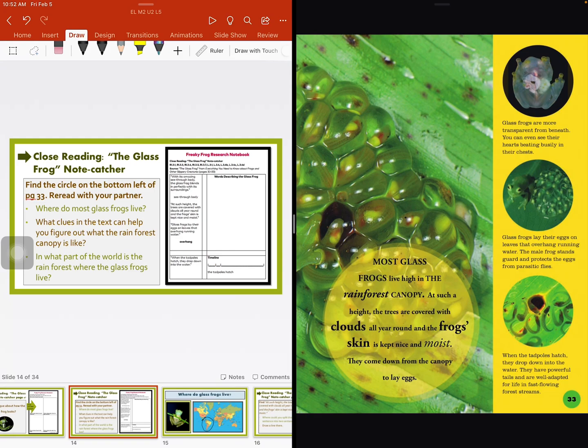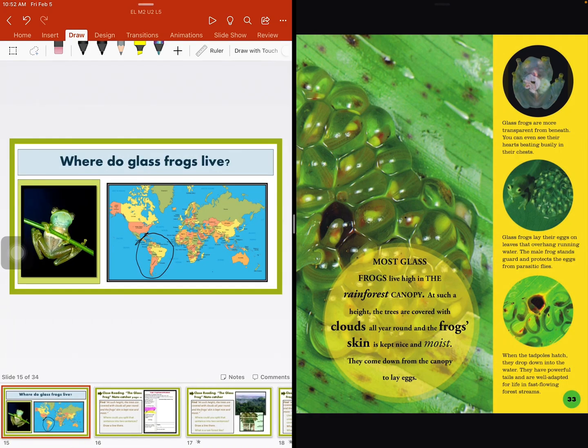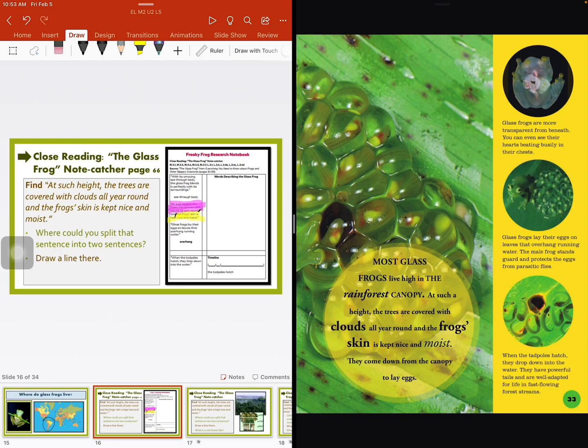And what clues in the text can help you figure out what the rainforest canopy is like? And then also think of what part of the world is the rainforest where the glass frogs live. Well, we learned that they live in Central and South America. Right, and there it is on the map if you want to take a second to look at it.